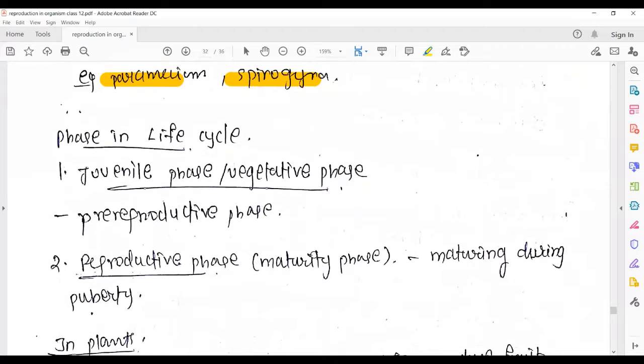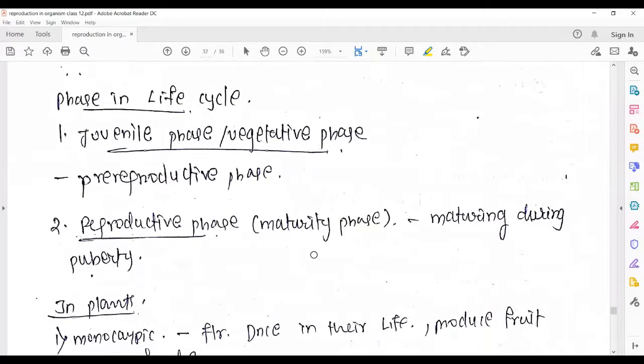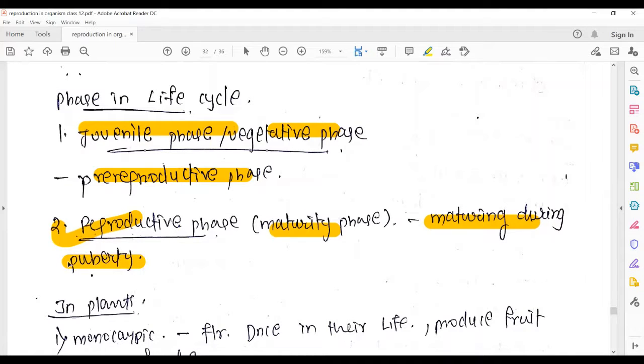Now, phases in the life cycle. What phases will there be in the life cycle? The juvenile phase is where the organism develops itself, also called the vegetative phase in plants. It is also called the pre-reproductive phase. Then soon there will be the reproductive phase, meaning the maturity phase, maturing during puberty. For human beings and animals we use the term puberty, for plants we use the term pre-reproductive phase or maturity phase.